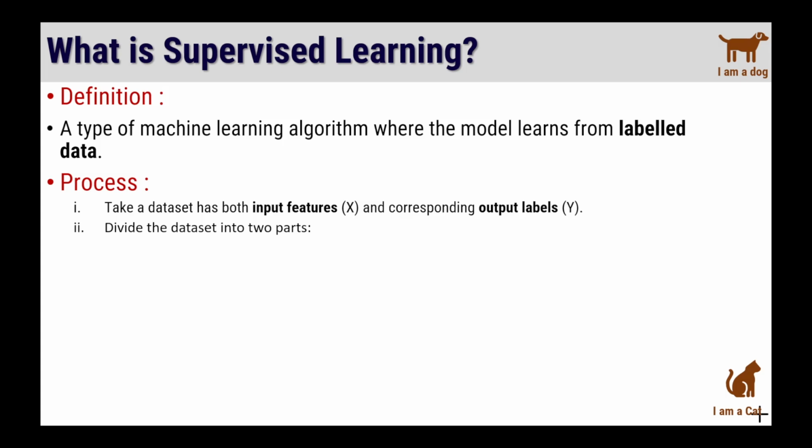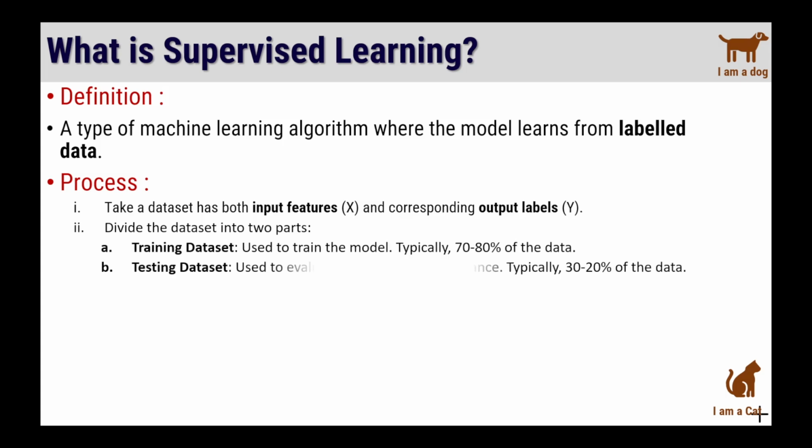And then we divide the data set into two parts, training data set and testing data set. Training data set is used to train the model. It is typically 70 to 80% of the data. And the testing data set is used to evaluate the model's performance or the accuracy. And it is typically 30 to 20% of the data. For example, if we have 100 tuples or 100 rows in our data set, we can take 80 tuples as the training data and 20 as testing data.